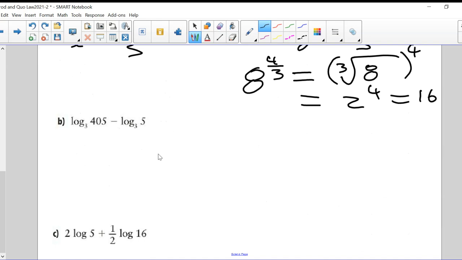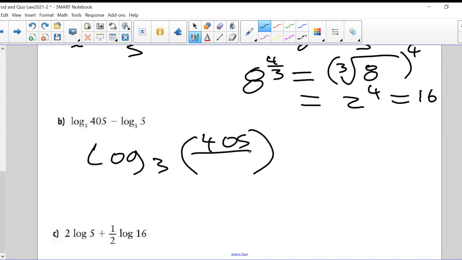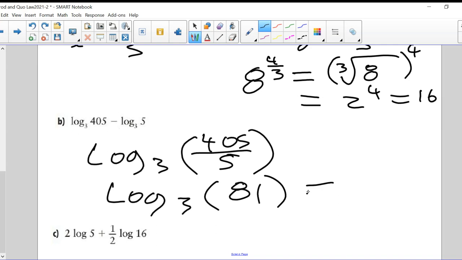The log base 3 of 405 minus the log base 3 of 5. That's not hard, right? That's easy. Remember, this is a difference this time. So this is going to be the log base 3 of 405 divided by 5. Okay, 405 divided by 5. So this is the log base 3. Let's see if I can do this mentally now. 405 divided by 5, that's 81.